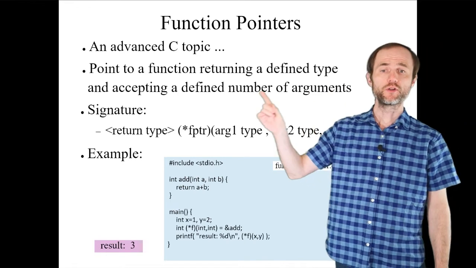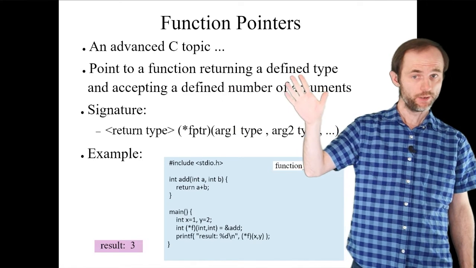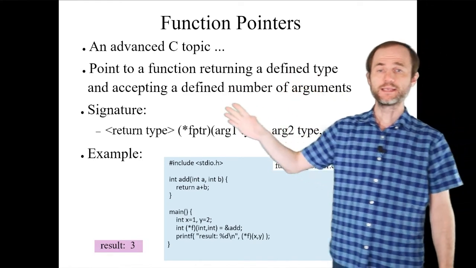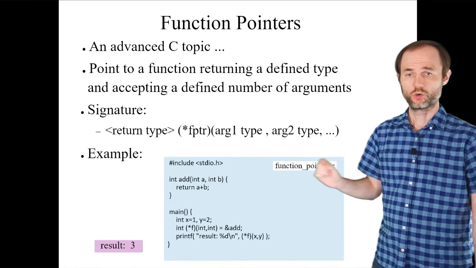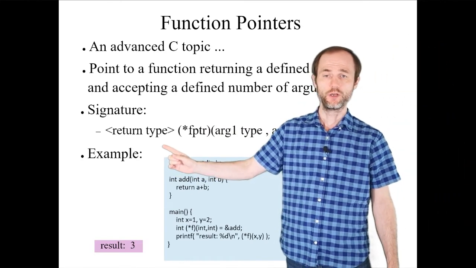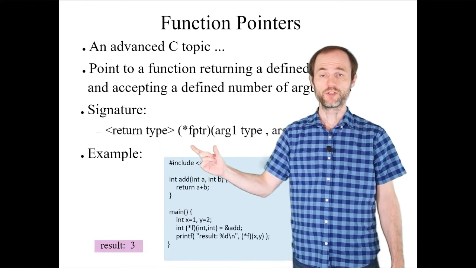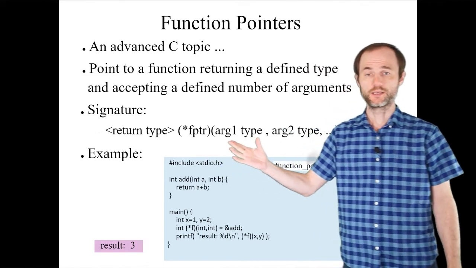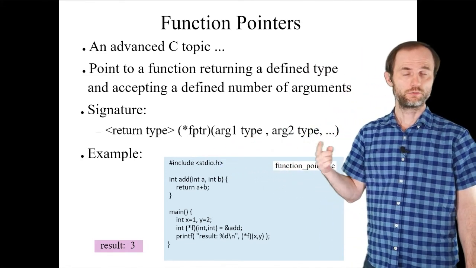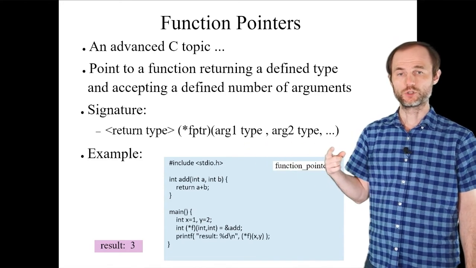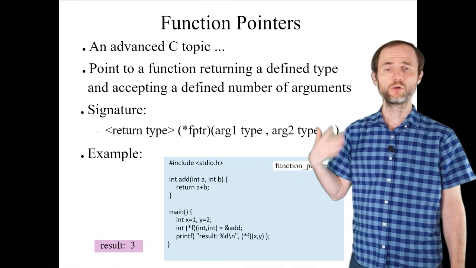So we will create a pointer to a function that returns a type, some variable, and it accepts some fixed number of arguments. So this is the return type of the function, let's say integer or pointer or anything you want. This is the pointer to the function. And in this case, in this example, it takes 2 arguments and maybe more.